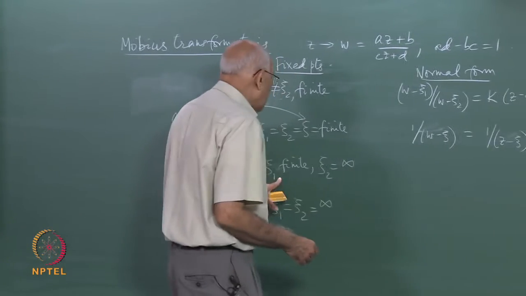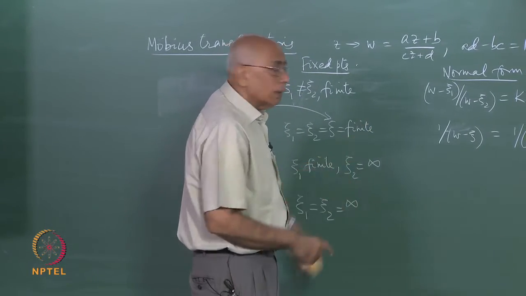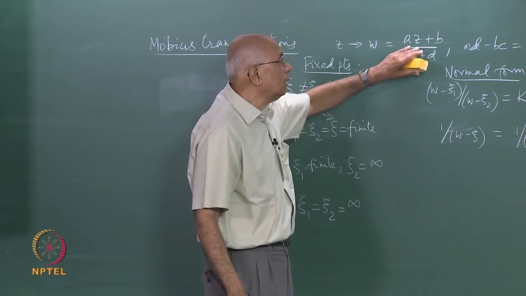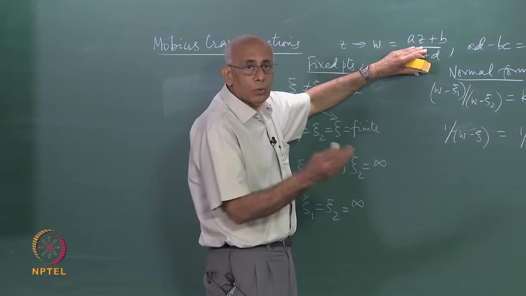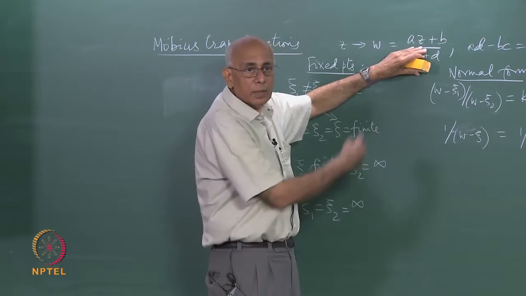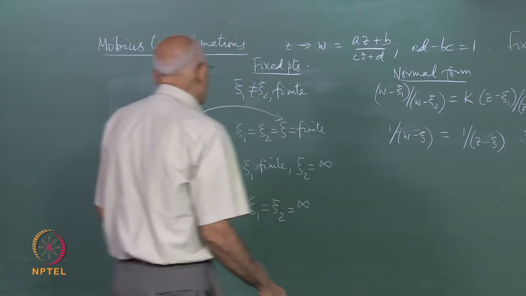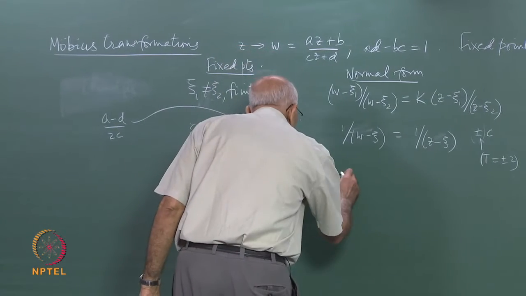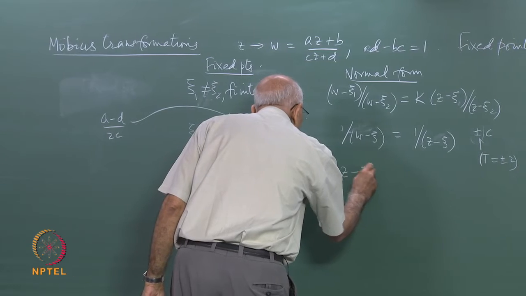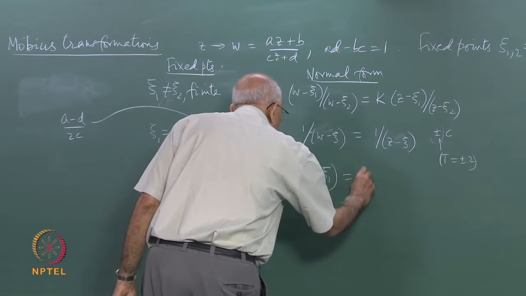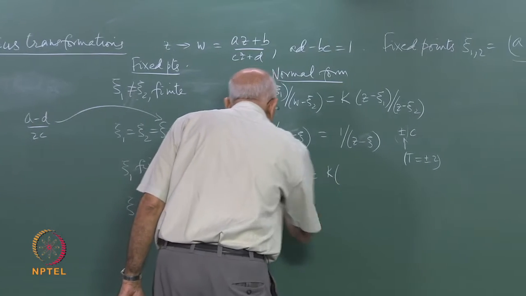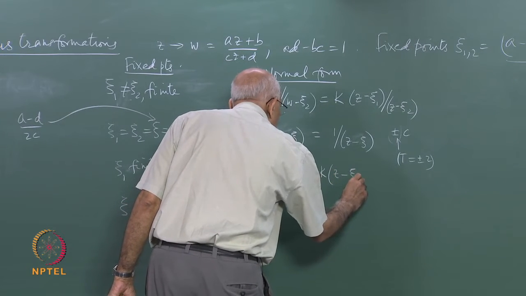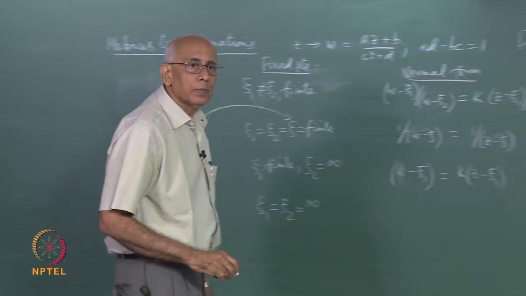In this case, when xi1 is finite, xi2 goes to infinity, this happens when c is 0. When c is 0, this transformation becomes a linear transformation, right, and then there are two fixed points, one of which is at infinity and the other is at some finite value. You can work that value out, we did that last time, and the normal form now is simply z minus xi1 equals k times w minus xi1, okay.